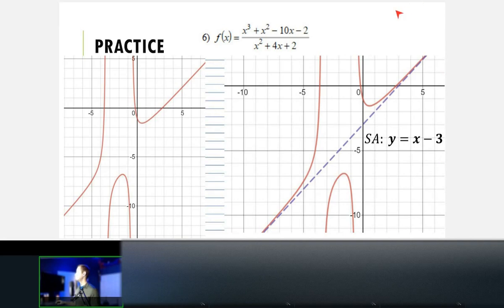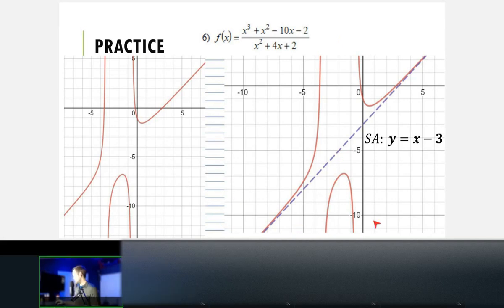All right, how are we feeling about finding the SA? Yeah, the idea is easy, right? But long division could be a little tricky sometimes, especially if you haven't had the practice.